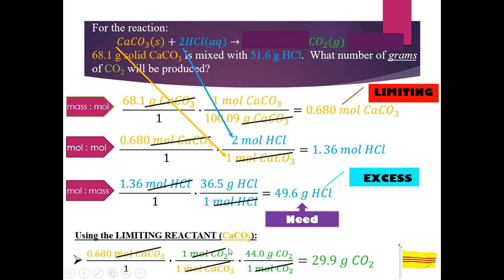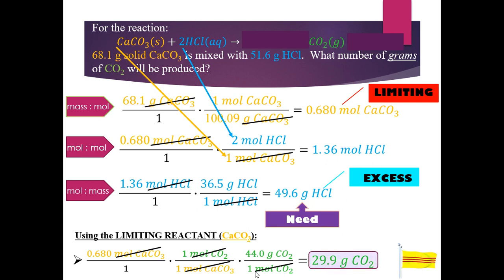So we're pretty much done here. You would just have to do calculator work. 0.68 times 1 times 44.0 divided by 1. In the denominator, you have 3 1s, so that's just multiplied to give you a 1. So if you do that correctly, the answer should be about 29.9 grams of carbon dioxide.